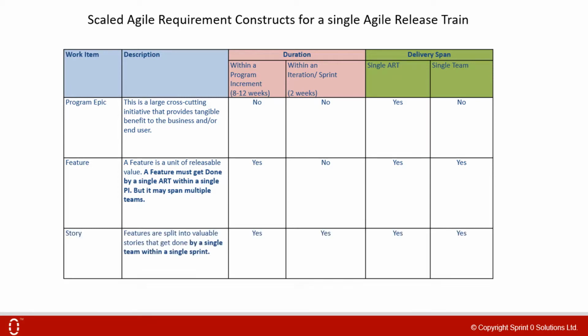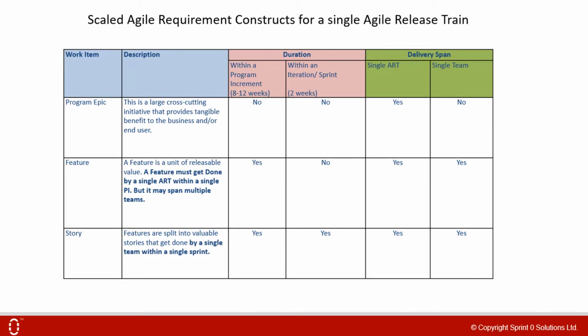Now, a story is basically something that fits within a single iteration. So in SAFe, you have a 2 week time box. It's got to fit well within that 2 week time box. It's not something that can span multiple teams. It has to be done by a single team.